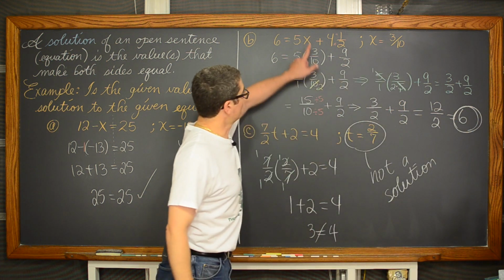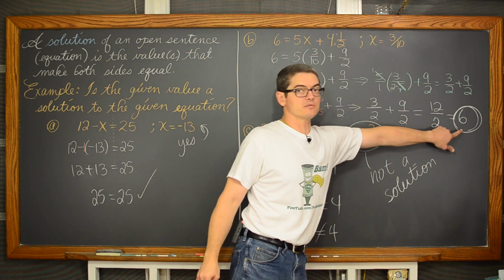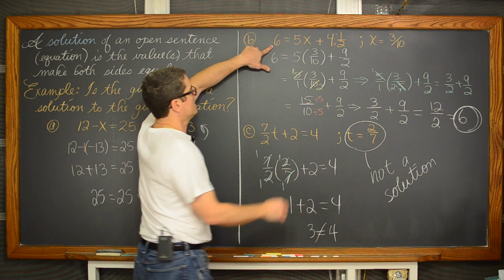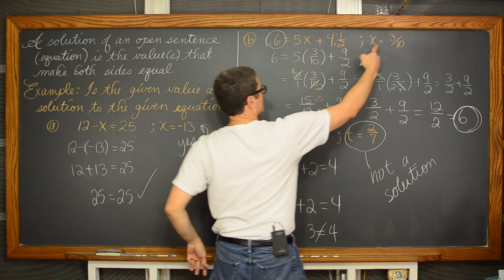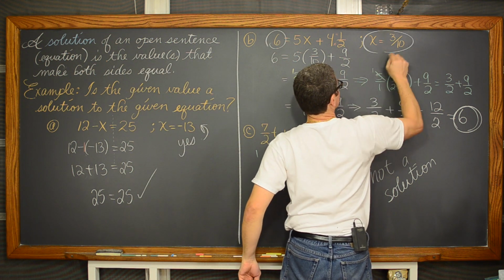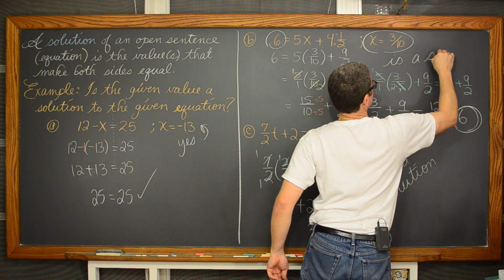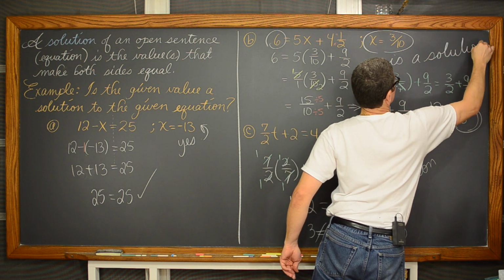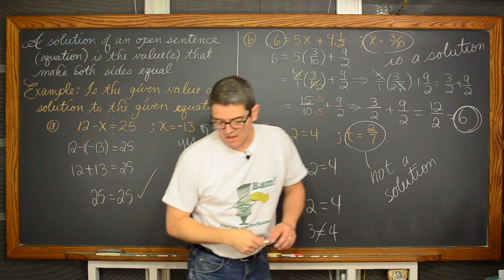Where when we plugged in our 3/10, we got an answer of 6 that did match the left-hand side. So 3 over 10, that is a solution. Now, what do we have left?